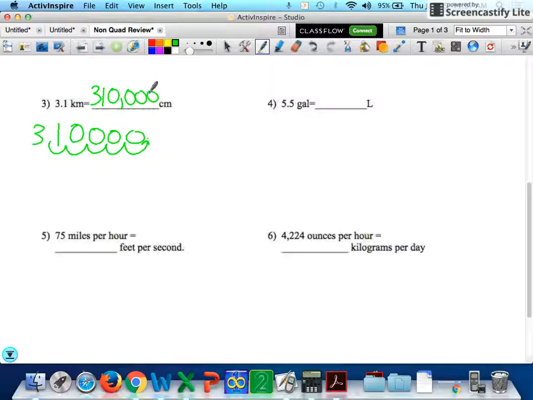310,000 centimeters. And that makes sense too. 3.1 kilometers is a really long, far distance. If we want that in centimeters, it's going to be a whole lot of centimeters.